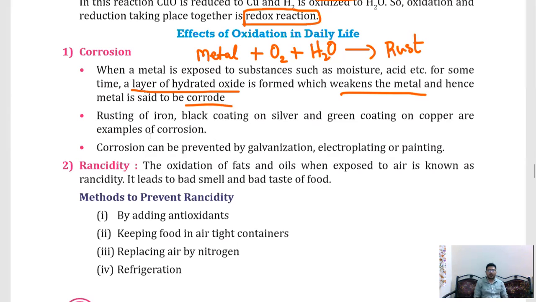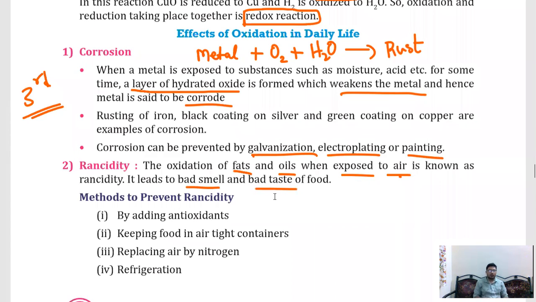How can we prevent that in metals? By galvanization, application of zinc metal on iron, electroplating, painting, application of grease, oil, etc., which again you will get in the third chapter, metals and non-metals. Rancidity. What is rancidity? It is very simple. If you expose any oil items, fat items, food items to air, oxidation of fat and oil items occurs. When exposed to air, there will be some bad smell, bad taste, which is nothing but rancidity.